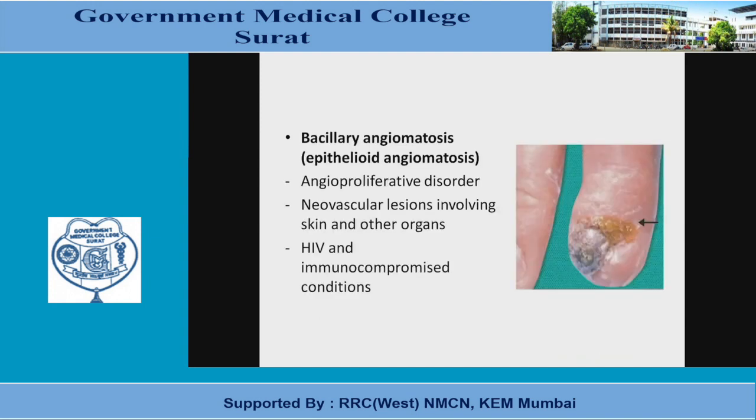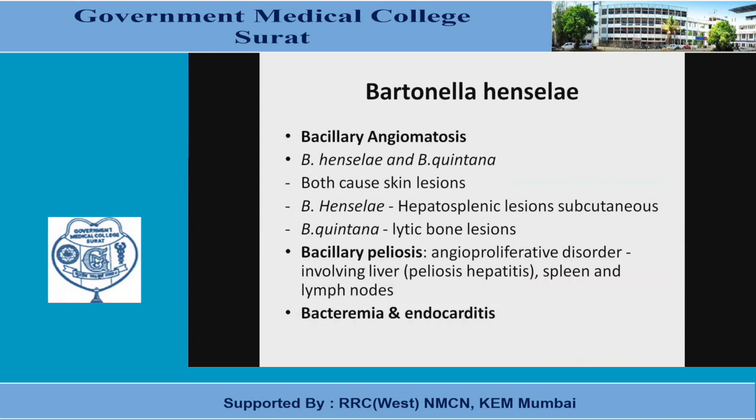Bacillary angiomatosis, also called epithelioid angiomatosis, is an angioproliferative disorder with neovascular lesions involving the skin and other organs, and it is associated with HIV and other immunocompromised conditions. Both Bartonella henselae and Bartonella quintana are responsible for bacillary angiomatosis. They can cause skin lesions. Henselae is generally responsible for hepatosplenic and subcutaneous lesions, and quintana is responsible for lytic bone lesions.